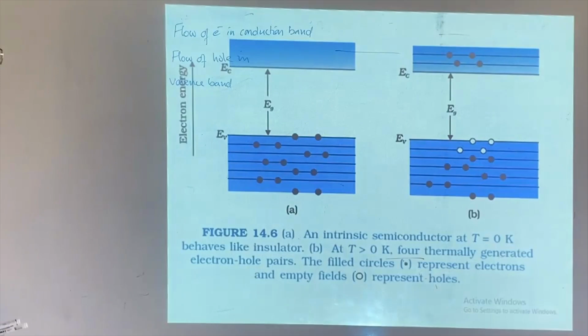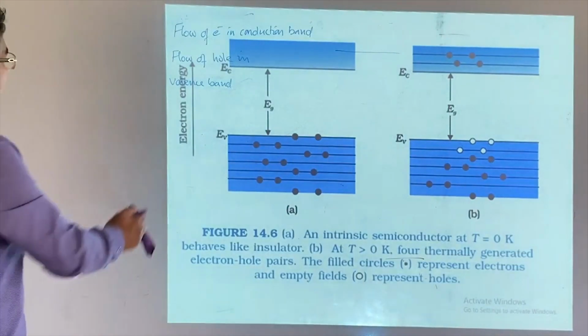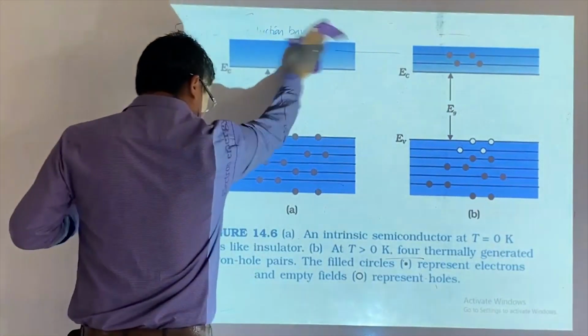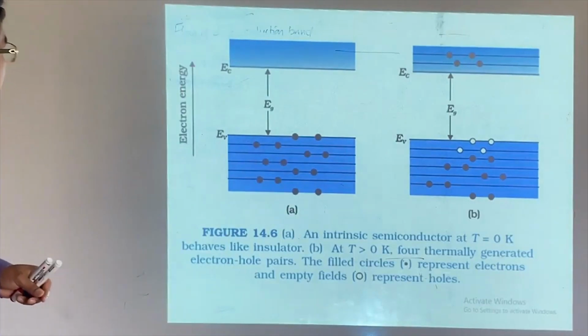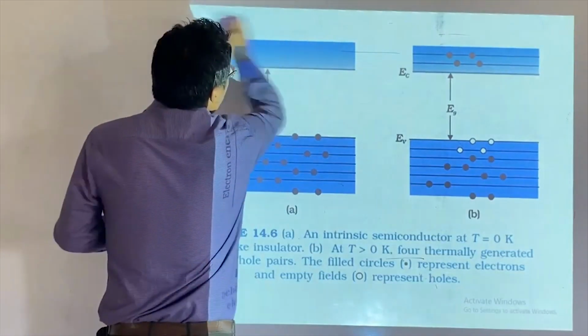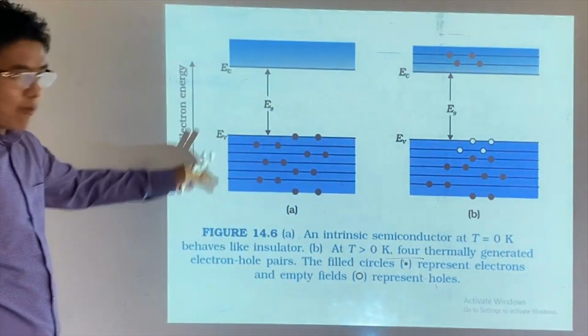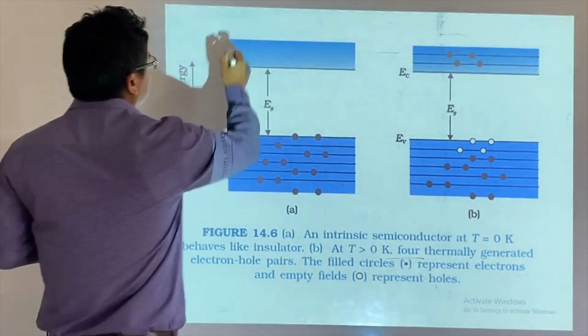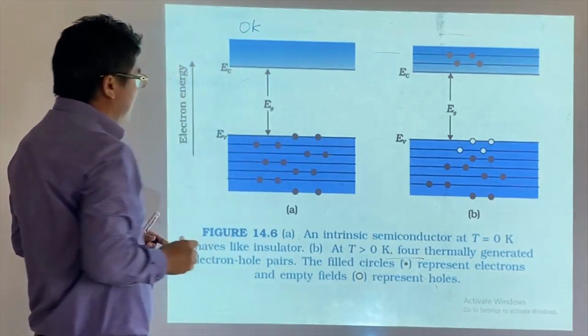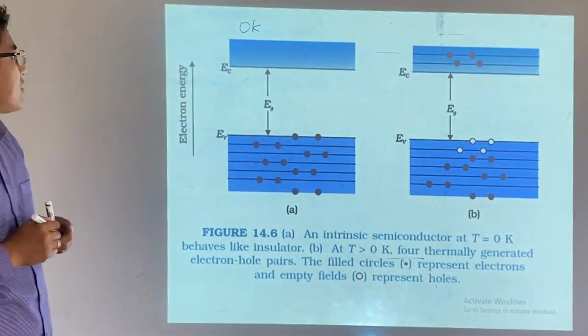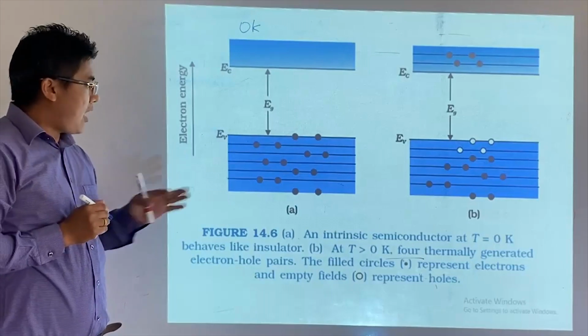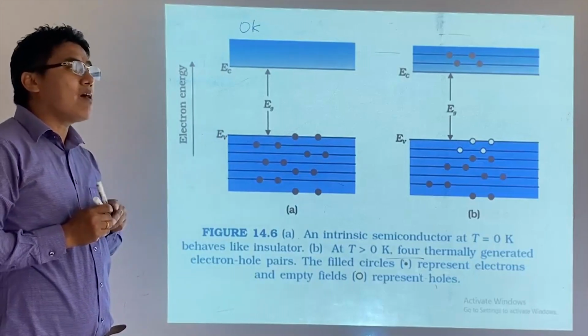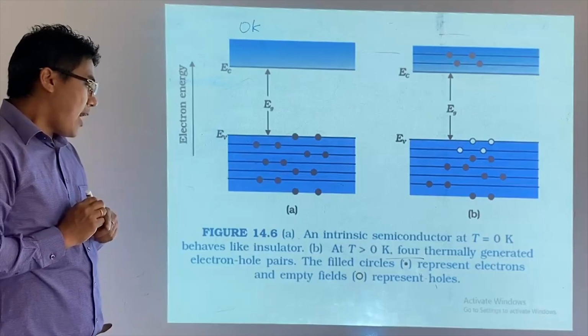This is what I have, right? So this is using a band energy diagram. At 0 Kelvin, no electrons are available in the conduction band, and there is no hole available in the valence band at 0 Kelvin.